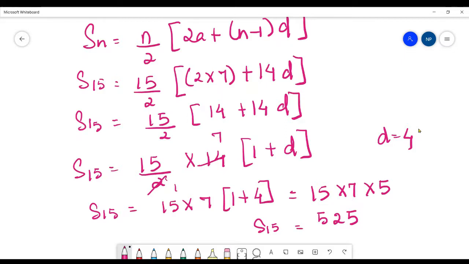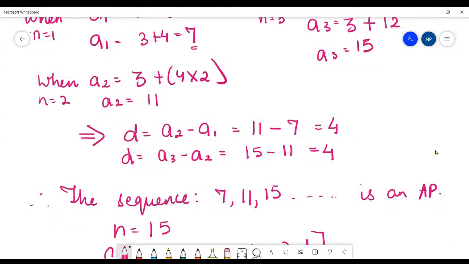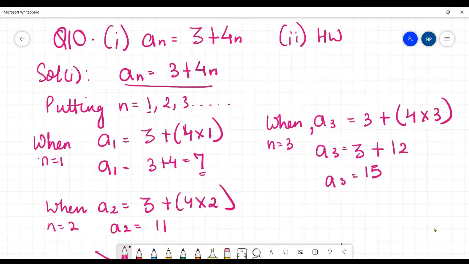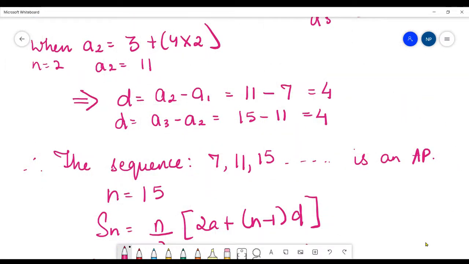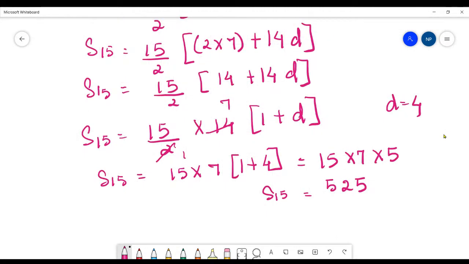The second part of question number 10 is your homework. It will be same as it is. Now let us move on to question number 11. Before that, I'm going to pull the screen down and show you the whole solution so that you can pause it and write. Yes. Now let us move on to the next question number 11.